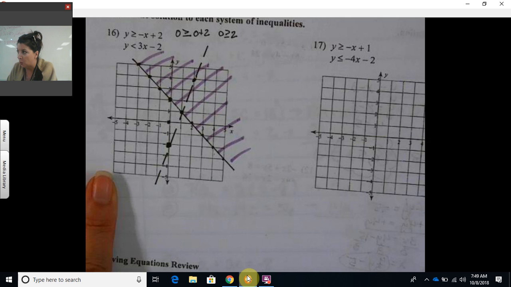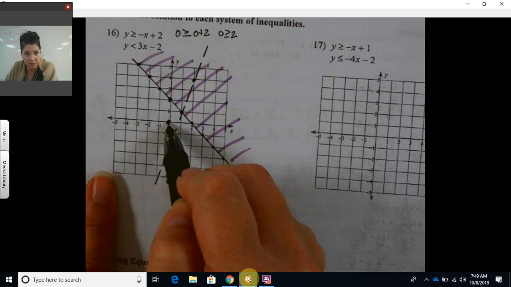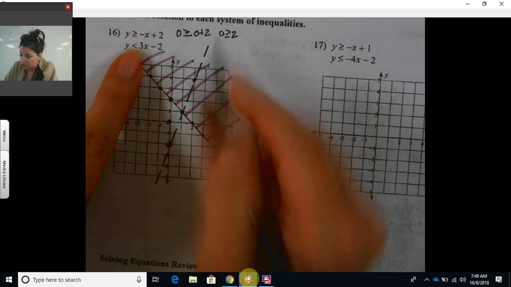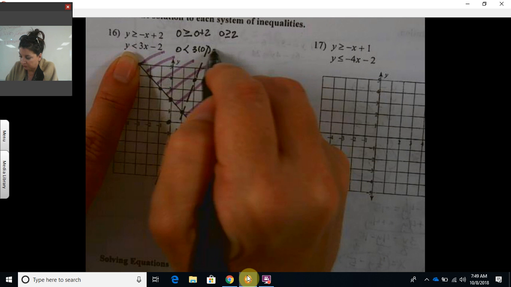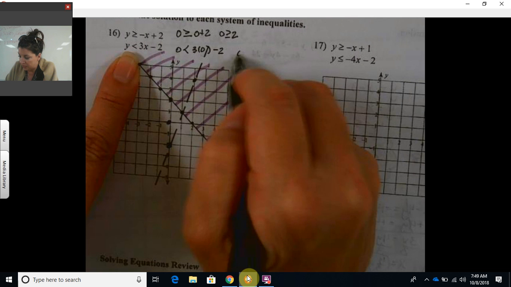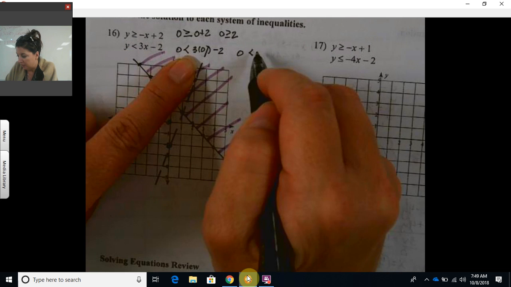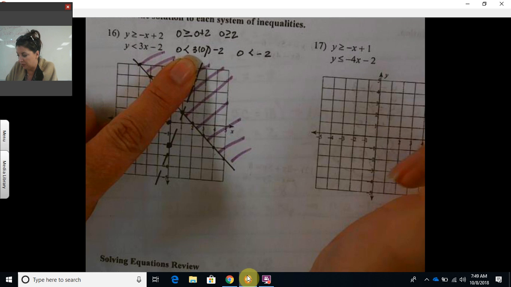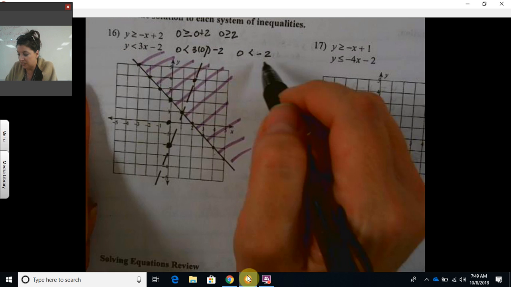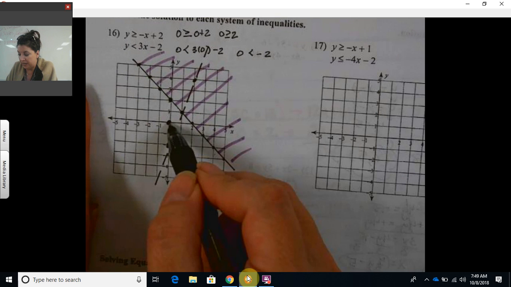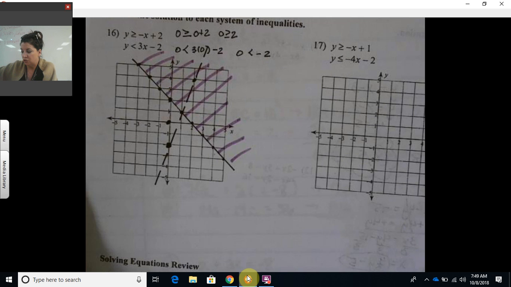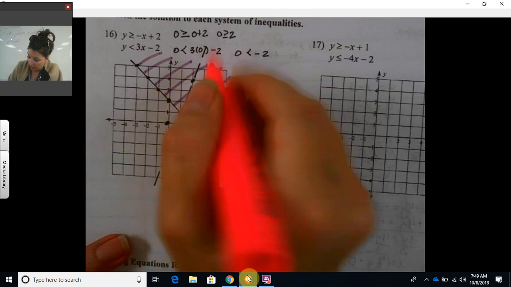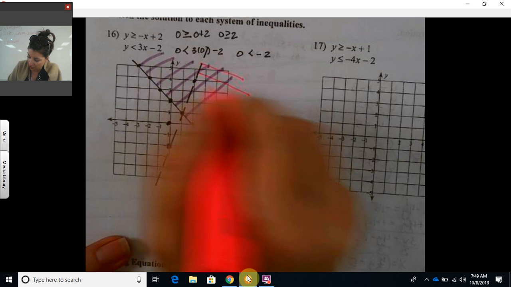I'll pick 0, 0 again because it's really easy to substitute in. So when y is 0 and x is 0, that would be 0 is less than 3 times 0 minus 2. Is 0 less than negative 2? No, that's a false statement. So this ordered pair lies in the region that does not contain solutions. So we know then it must be the other region that we shade.